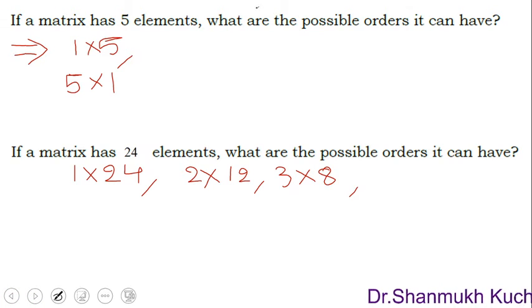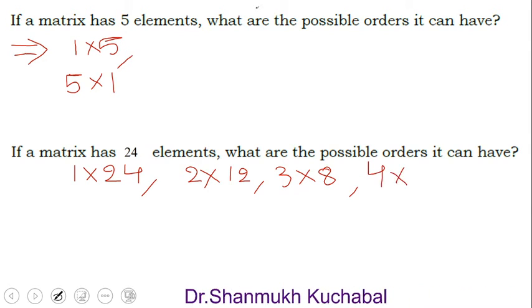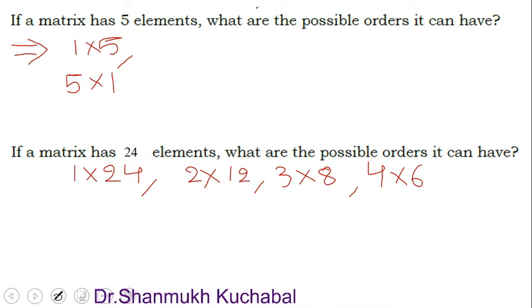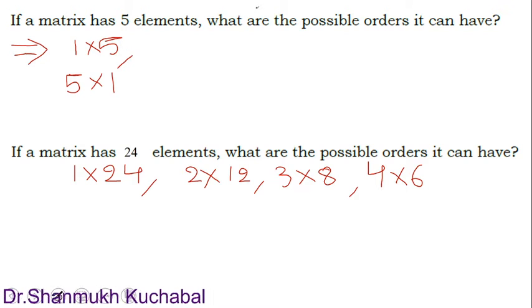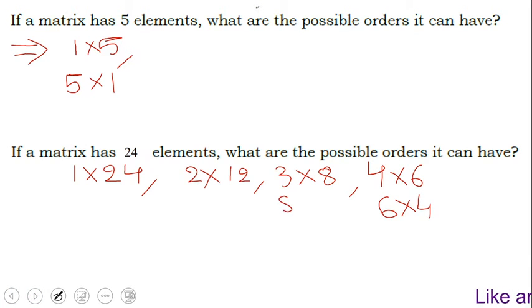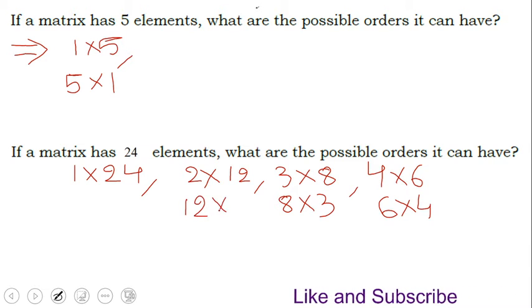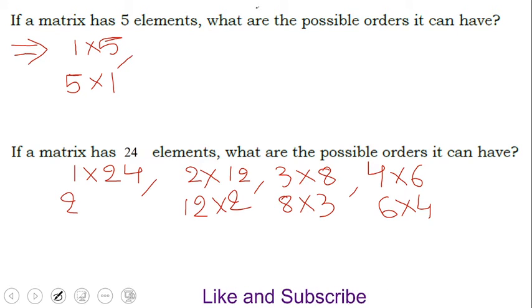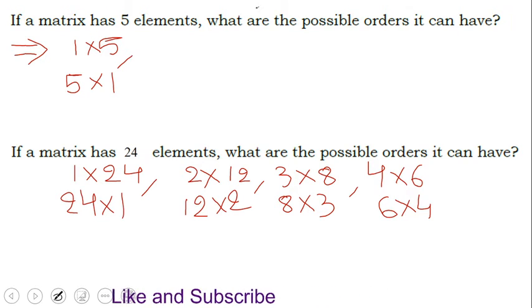Next we search the 4 table: 4 into 6 gives 24. Next we get the 6 table, where I just reverse the order. So 4 into 6, I write as 6 into 4. Next 3 into 8, I write as 8 into 3. Next 2 into 12, I write as 12 into 2. So 1 into 24, I write as 24 into 1. So in total we get 8 possibilities. I have taken two examples and made it very clear. This is one possible question you may get.